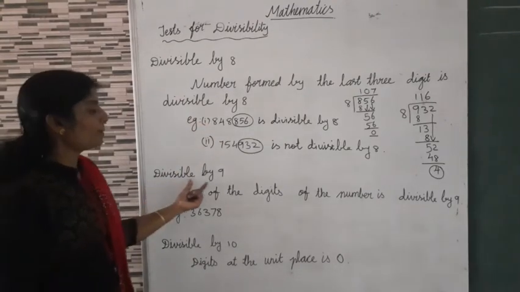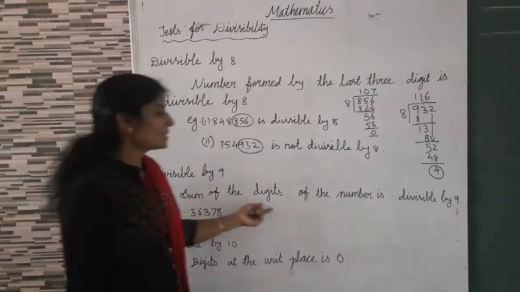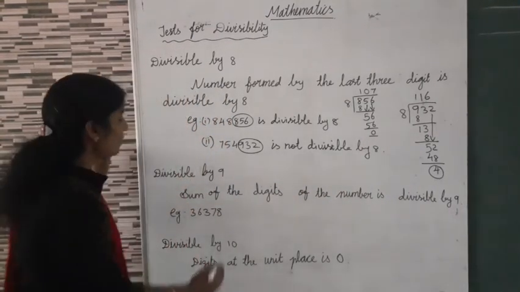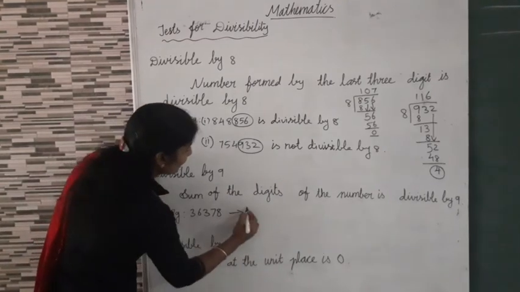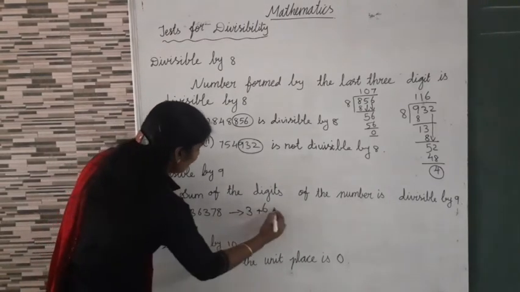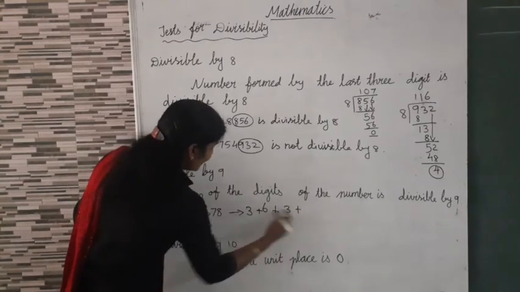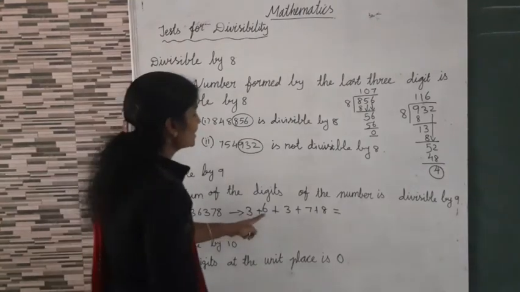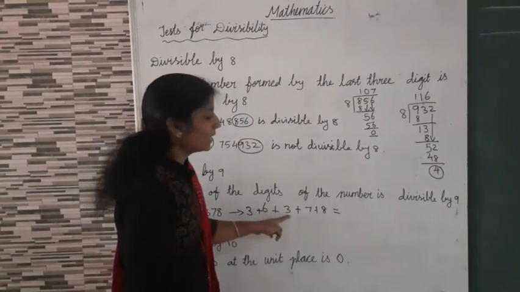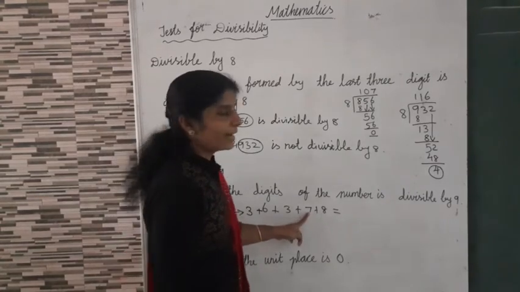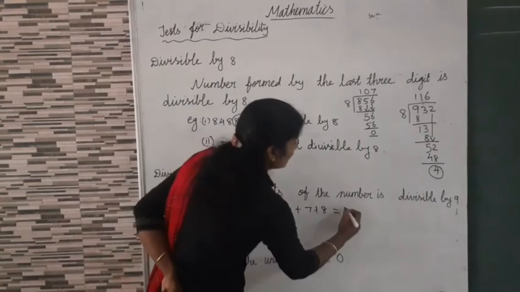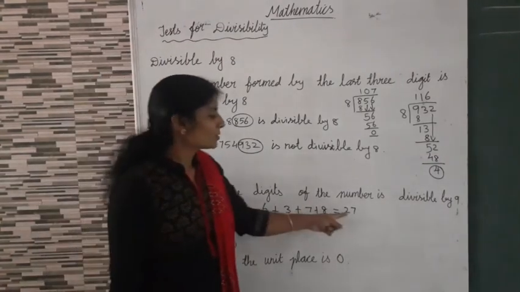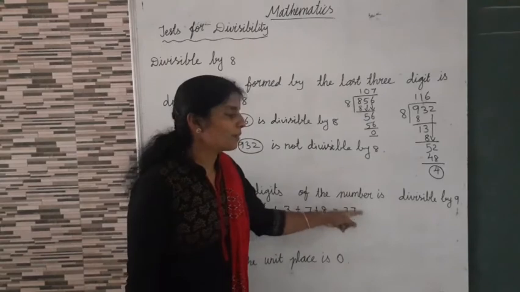Now next one, divisibility by 9. The sum of the digits of the number is divisible by 9. Sum of the digits: we want to add all digits. Now here, 3 plus 6 plus 3 plus 7 plus 8. 7 plus 8 equal to... 3 plus 6 is 9. 9 plus 3 is 12. 12 plus 7 is 19. 19 plus 8 is 27. Now you say in the 9 table, 3 9s are 27. 27 is divisible by 9.